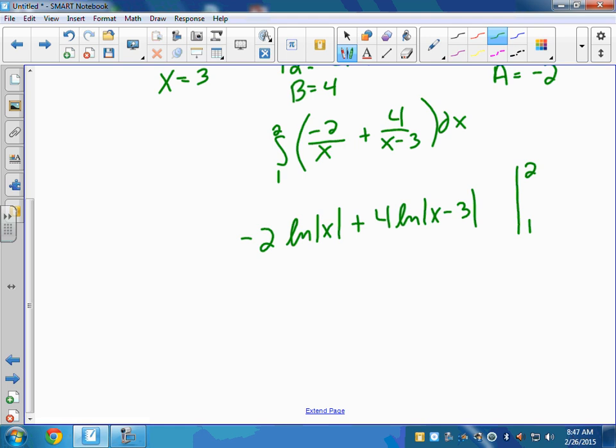This is why absolute value bars are important, because if you plug a 2 in there right now, you might think you can't do it, but that's why you use absolute value, because you would just take the absolute value of it. So I plugged my numbers in first, and then I went back and simplified. I said negative 2 ln of 2 plus 4 ln of 1, right, because 2 minus 3, minus negative 2 ln of 1 plus 4 ln of 2.